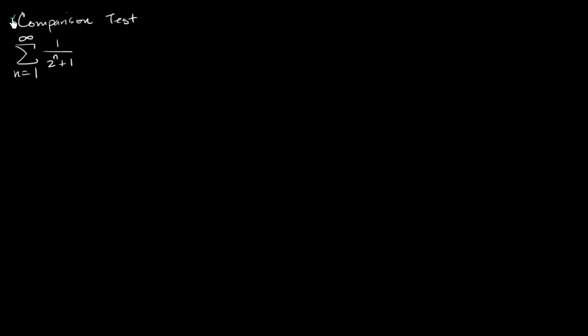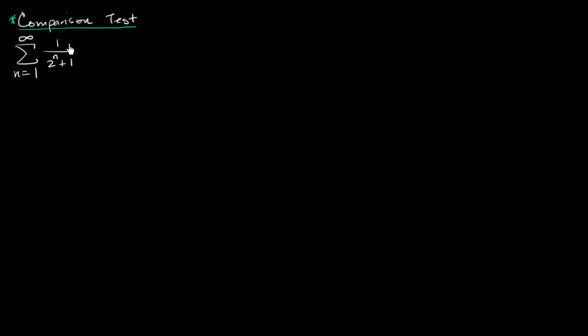Let's give ourselves a review of the comparison test, see where it can be useful, and maybe see where it might not be so useful. But luckily we'll also see the limit comparison test, which can be applicable in a broader category of situations. So we've already seen this. We want to prove that the infinite series from n equals 1 to infinity of 1 over 2 to the n plus 1 converges. How can we do that?